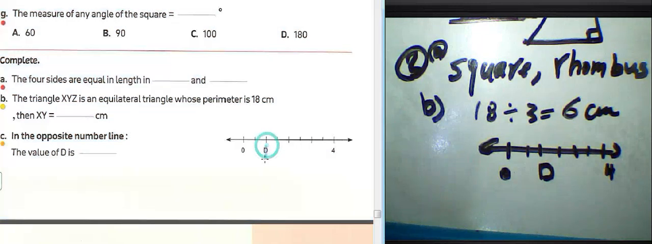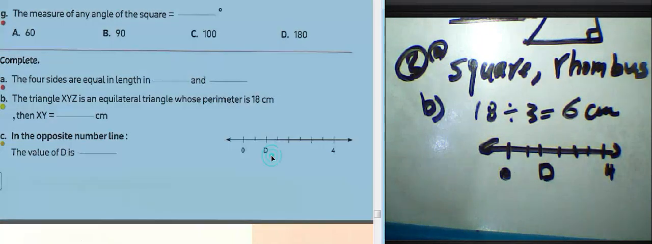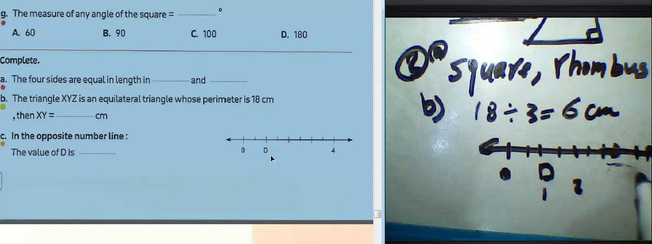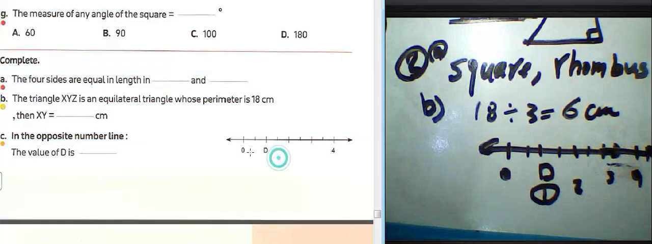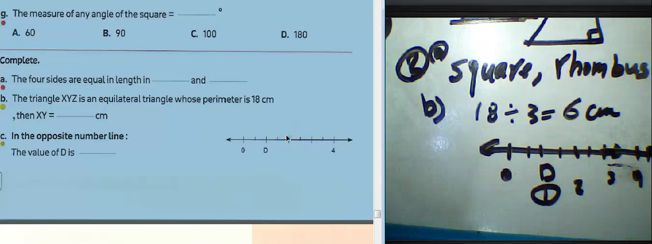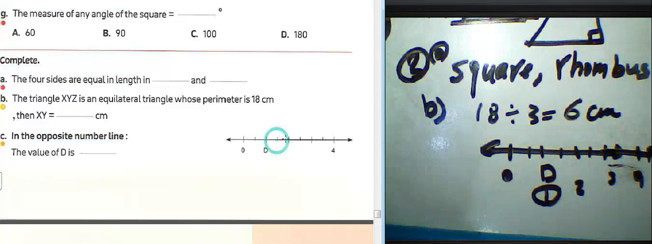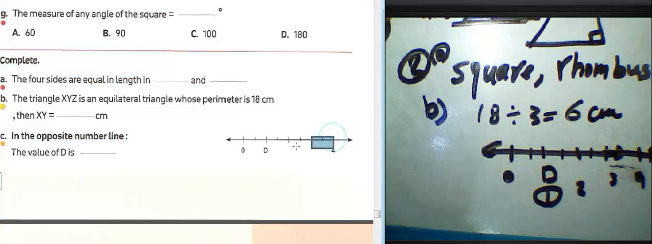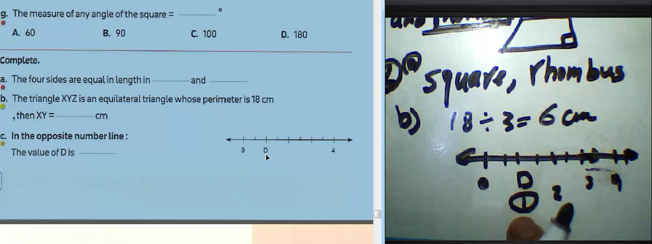So D will be what? Right here, 1, 1, 2, 3, and 4. Okay, D will be 1. Again, count with me here. This part 1 and 2 and this part 3 and this part will be going to 4. So D will be 1. D here will be 1. The value of D is 1.